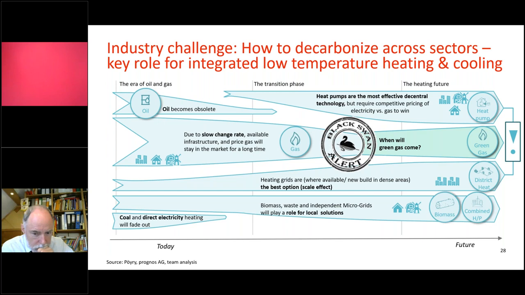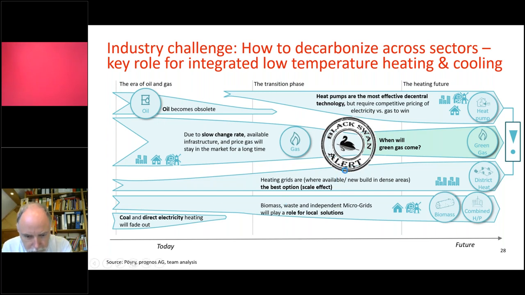The highest effectiveness in technology terms we see, however, decentrally in heat pumps and centrally, especially in dense areas, in district heating grids. So the resulting question for us is, how can we combine the strength of heat pumps and the strength of district heating grids as a basis to accelerate decarbonization? Next slide, please.